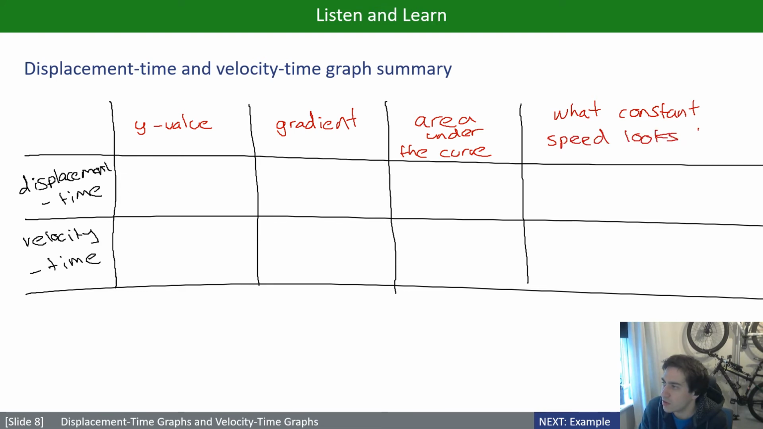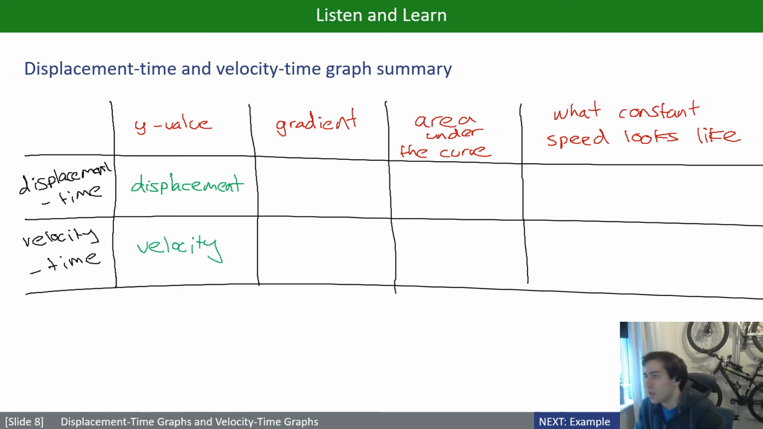Because I think that's an easy one to get confused on. Okay, so on a displacement time graph, what is the y value of the graph? If I pick any point on the graph, what is the y value telling me? Should be obvious. It's a displacement time graph. The displacement is the y value, the time is the x value. It shows me displacement, right? On a velocity time graph, it shows me velocity.